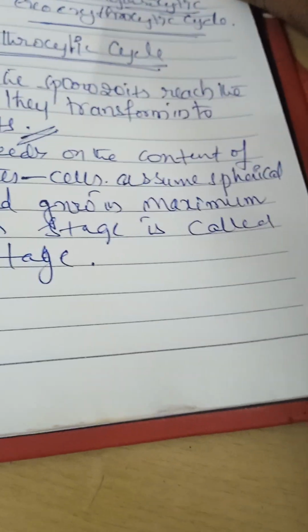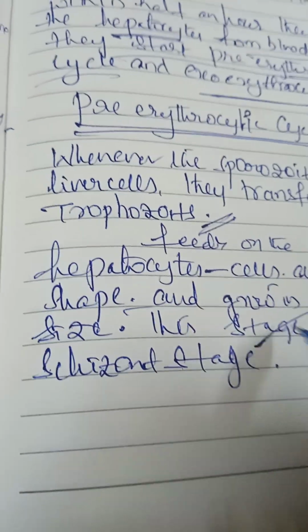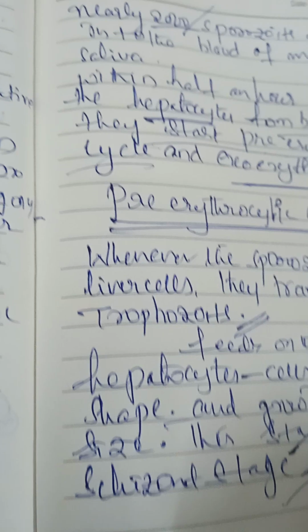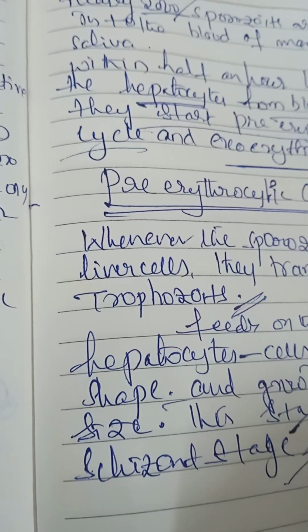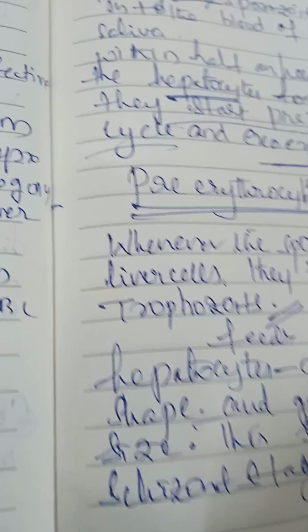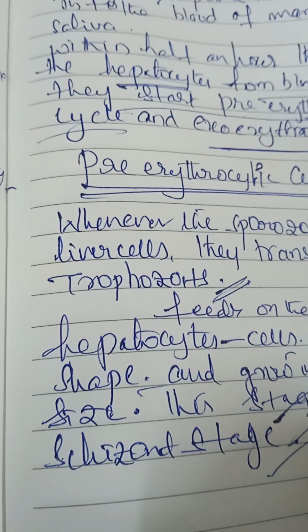This stage is called the Schizont or giant stage. What happens here? The trophozoite grows to the maximum size, feeds on the hepatocytes and becomes spherical in shape. This spherical structure is called the giant stage, right?